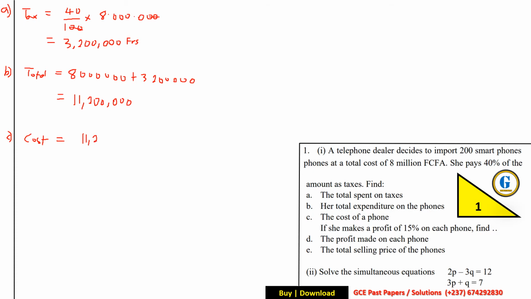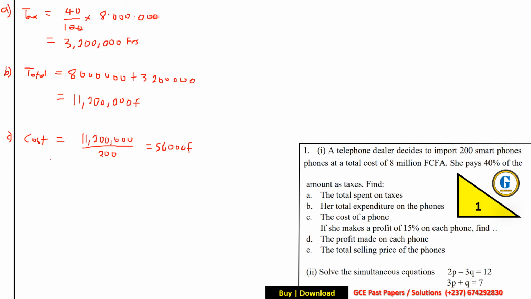11,200,000 divided by the number of phones that were imported. How many phones? 200. So 11.2 million divided by 200, and this will give us how many? On the calculator we have 11.2 million divided by 200. So it's 56,000. It means that this person spends up to 56,000 francs for each of the phones. That's the cost for one phone.